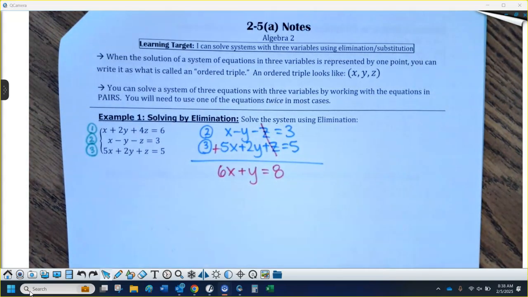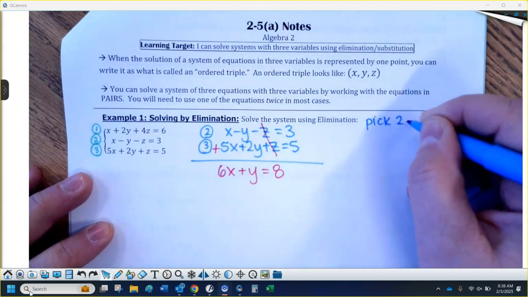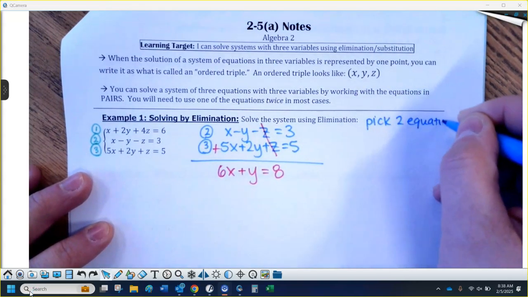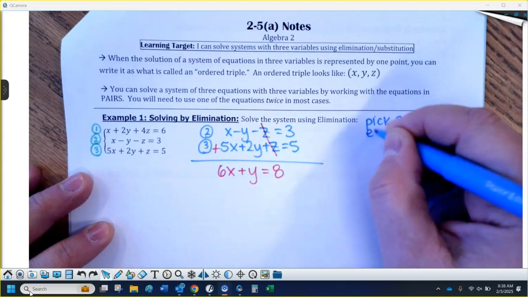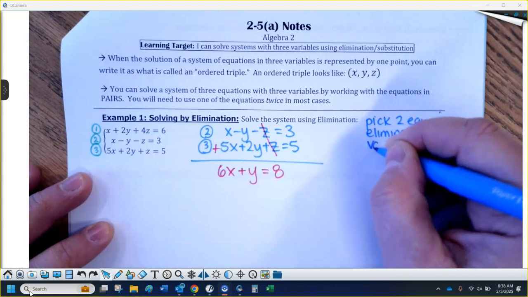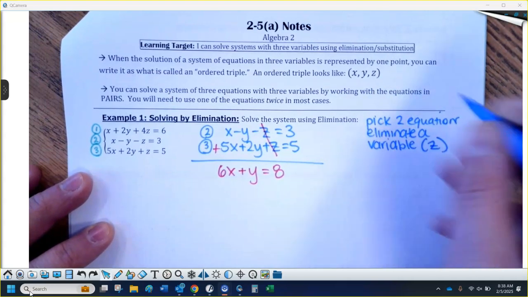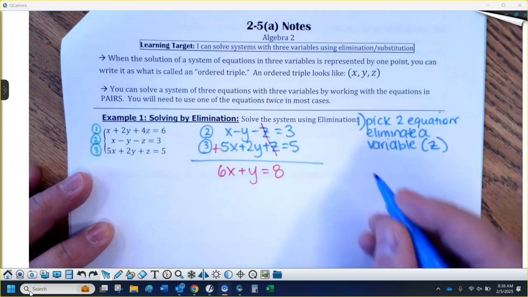Okay, so the only other rule is we're going to basically do 2 equations at a time. So we used equation 2 and equation 3. So you're going to pick 2 of the equations, I'll just write this down, and eliminate a variable. In our lovely case for this example, we picked to do z. So that's your first step.